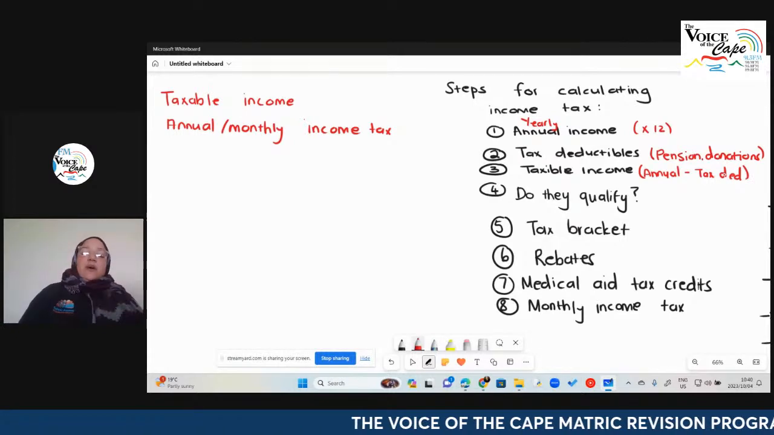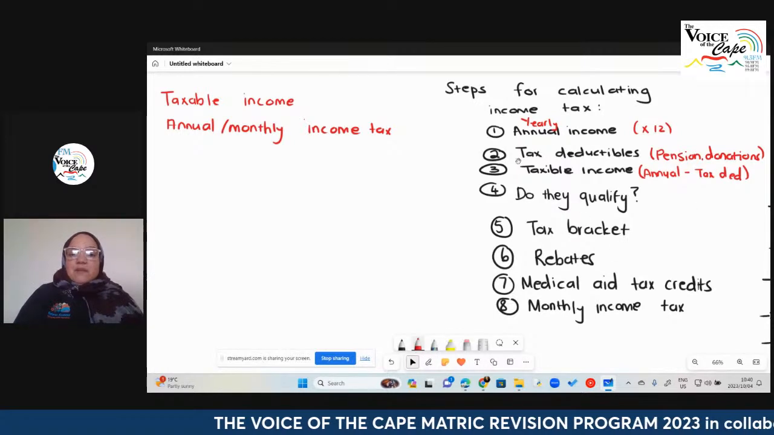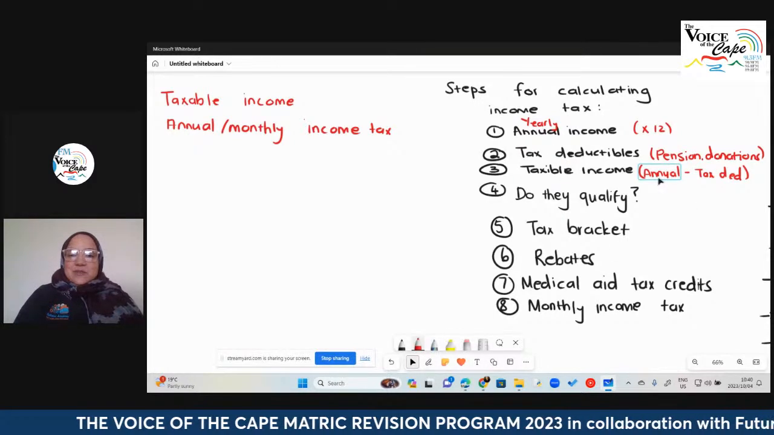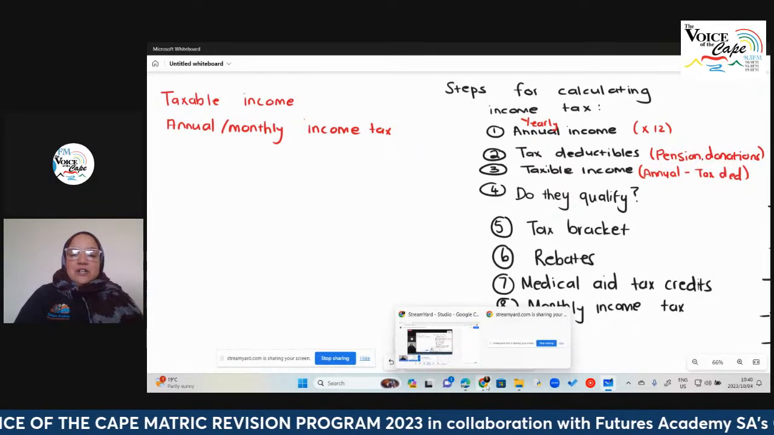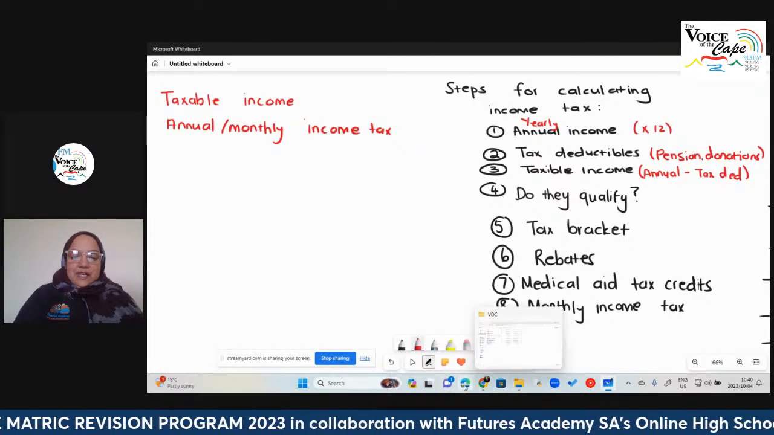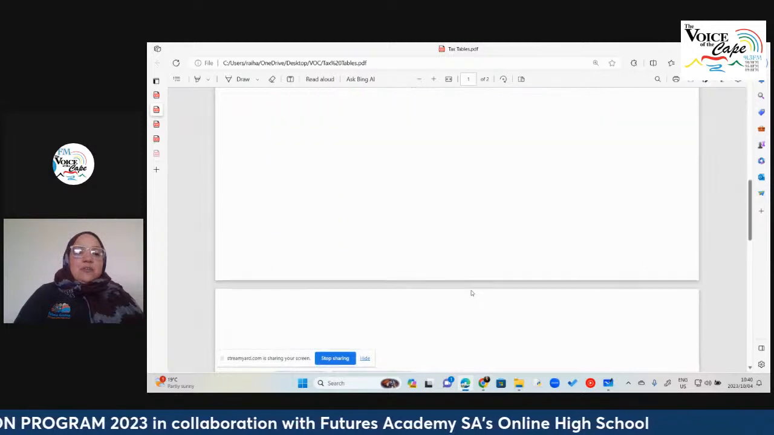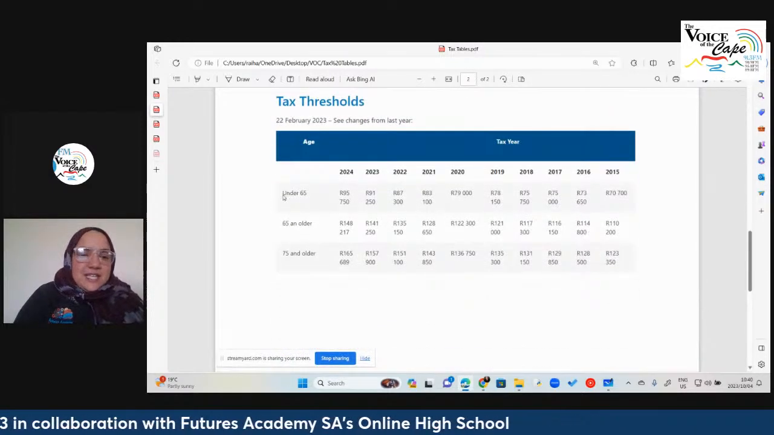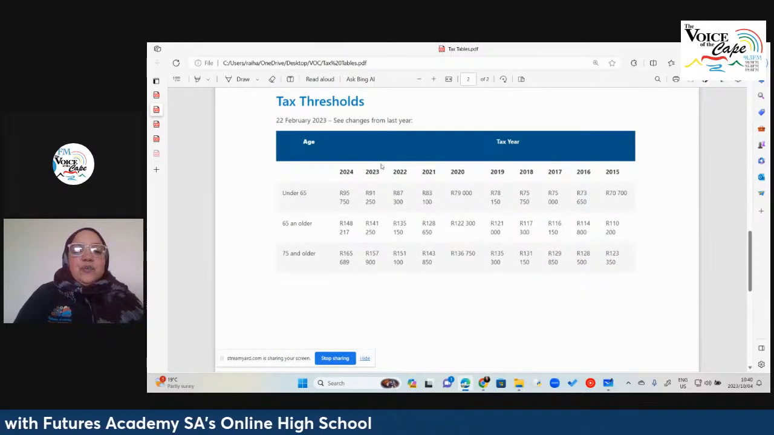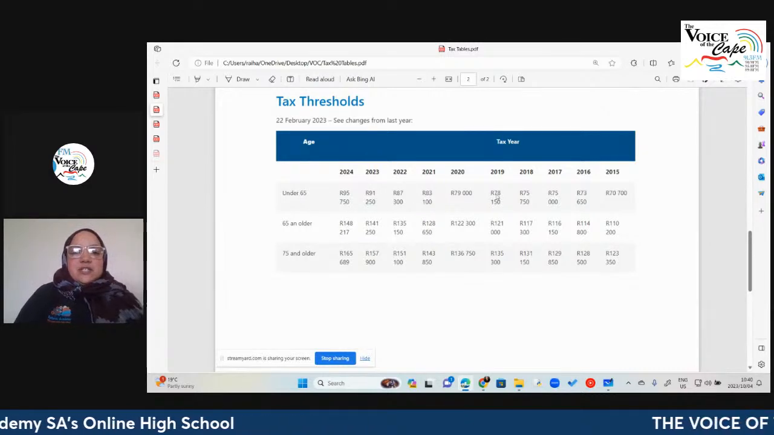Then you need to look at this table. From there you'll say, okay, that's my taxable income, but do they actually qualify? Let's have a look at that table. Do they qualify to pay tax? So what's the age, and is it over that year's threshold?